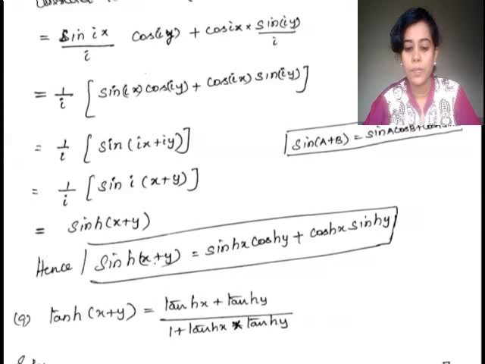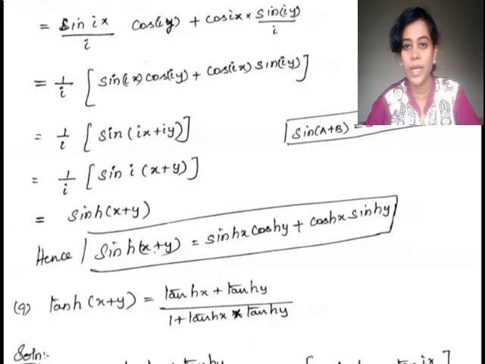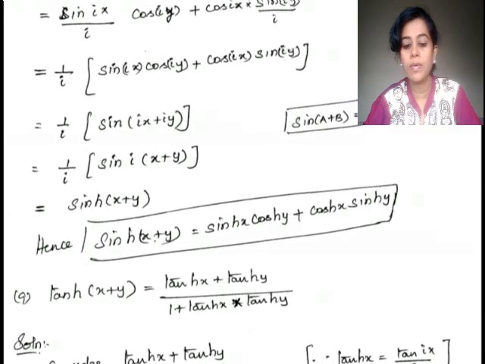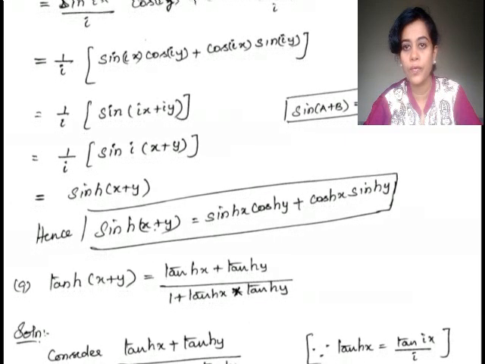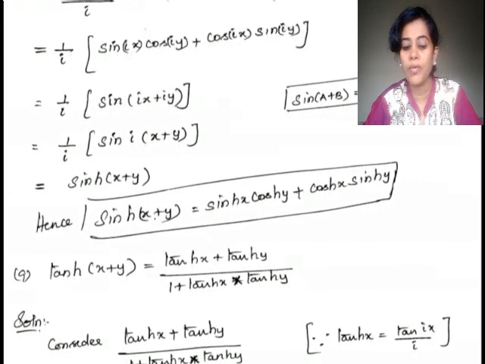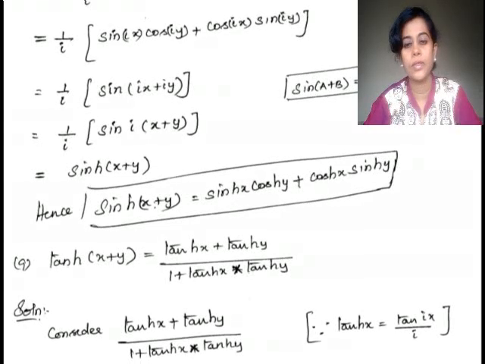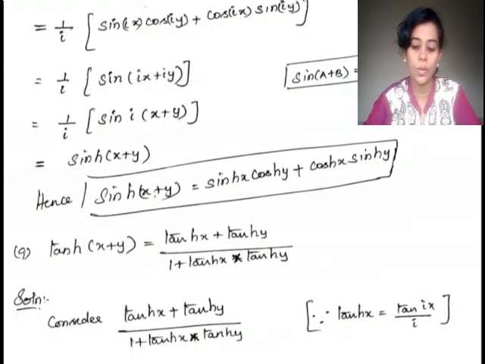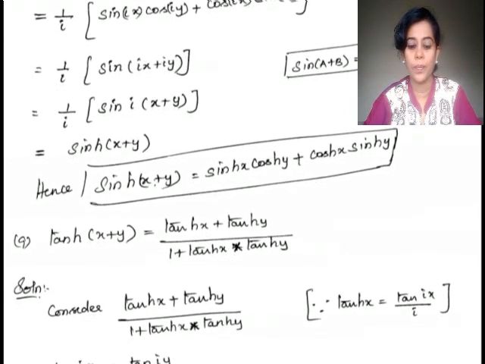And that can be written as 1 by i of sin i(x plus y), taking i as common, sine of i into x plus y. And this will be nothing but sinh of x plus y, because sin i theta, sin ix by i, is equal to sinh x. So this is in the form of 1 by i, that is sin i of x plus y by i, which is nothing but sinh of x plus y. Hence sinh of x plus y equal to sinh x cosh y plus cosh x sinh y.